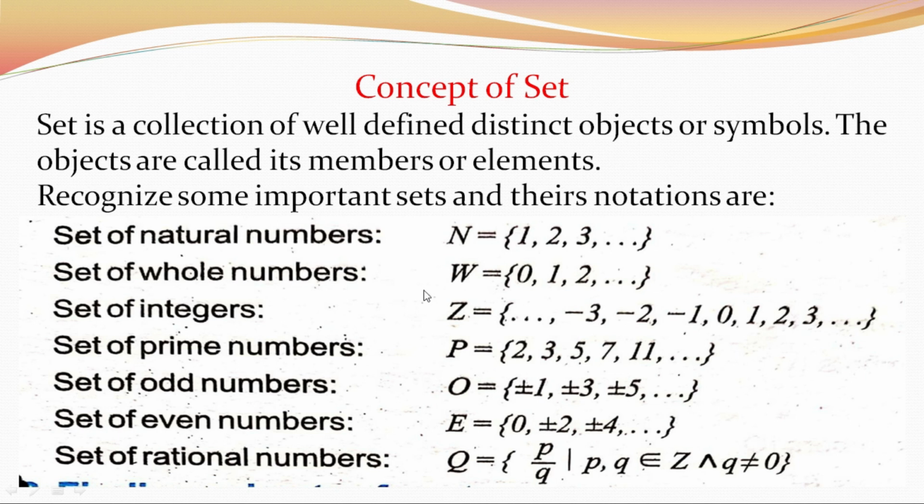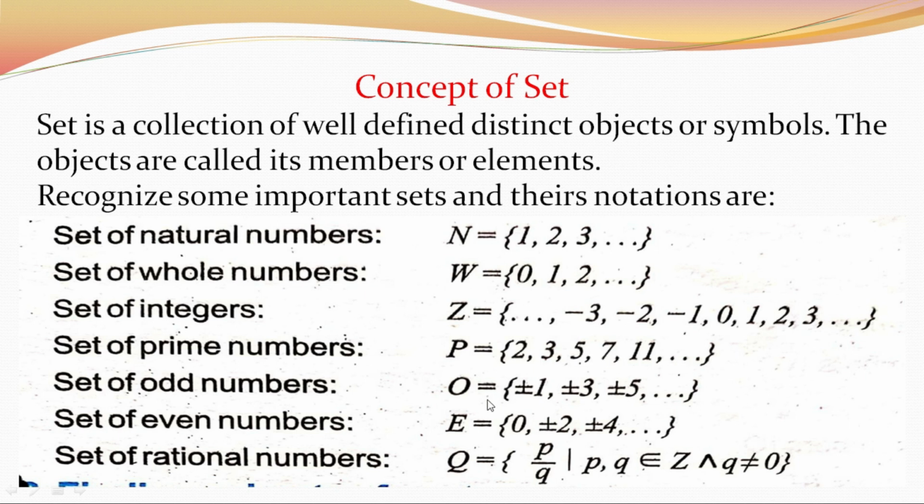Set of whole numbers: W is equal to 0, 1 up to infinity. Set of integers: Z is equal to negative infinity to 0 and 0 to positive infinity. Set of prime numbers: numbers which are not divisible by any other number, for example 2, 3, 5, 7, 11.